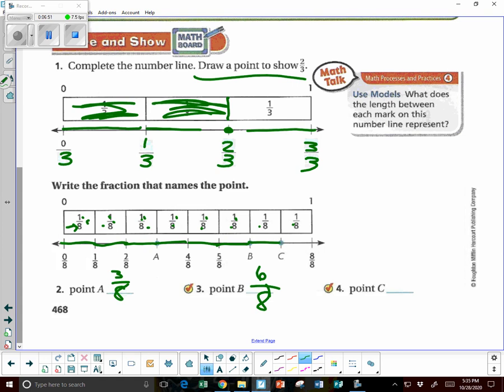Well, what's one more eighth than 6 eighths? Well, there it was 6 eighths. Now we have 7 eighths. Okay, then we have 8 eighths to make that entire one. Okay, from 0 to 1, there are 8 eighths.